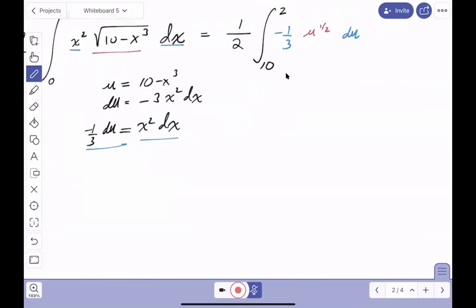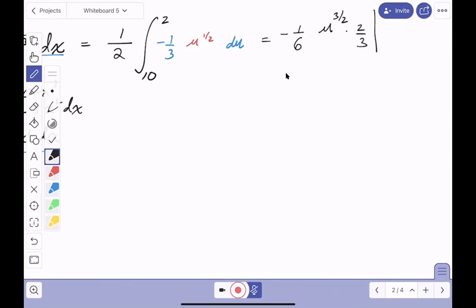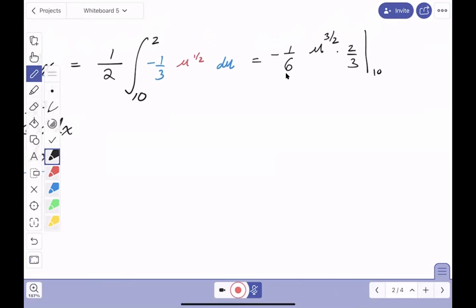All right, I got to do my integration now. To do that, I got to be careful. So what do you get over here? Minus 1/6, right? U to the half is going to be u to the 3/2. You can divide by 3/2 or multiply by 2/3. Limits of integration are going to be from 10 to 2.